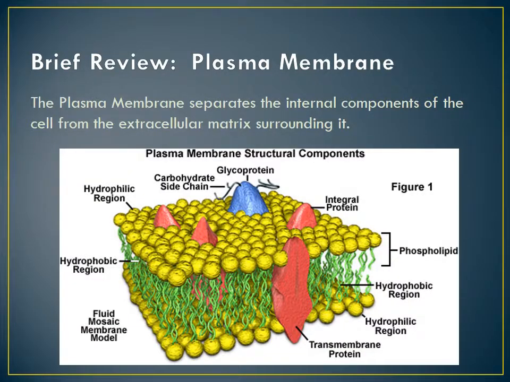Brief review from the last lecture. The big point of the plasma membrane, this thing composed of phospholipids and stuff, is to separate the inside of the cell from the outside of the cell. It lets you have an inside and an outside, an internal environment and an external environment.